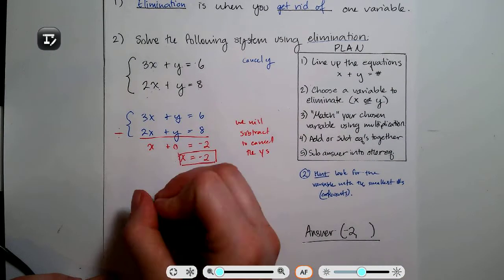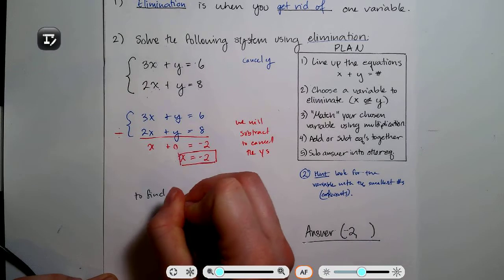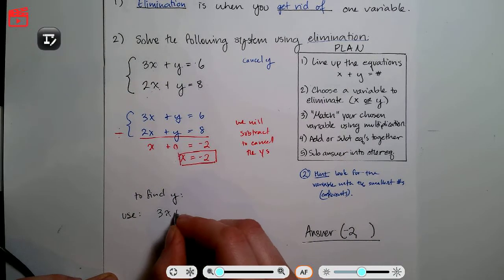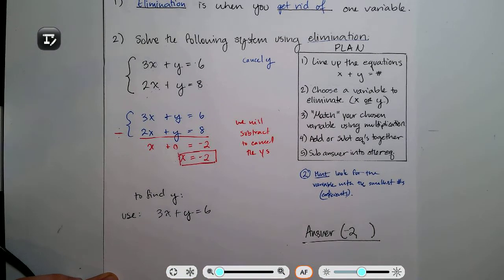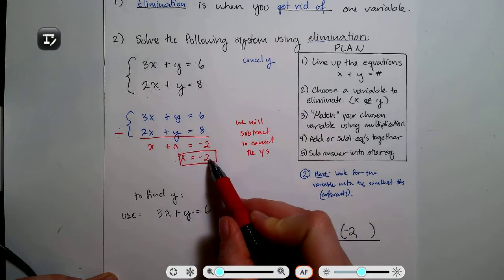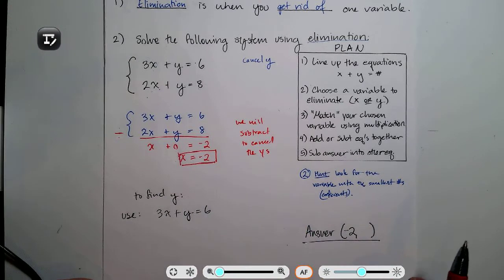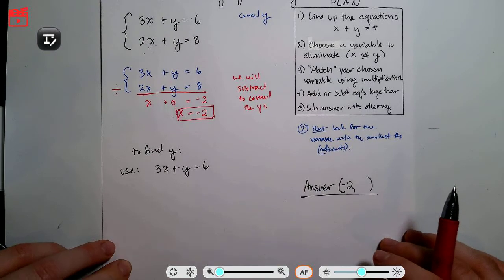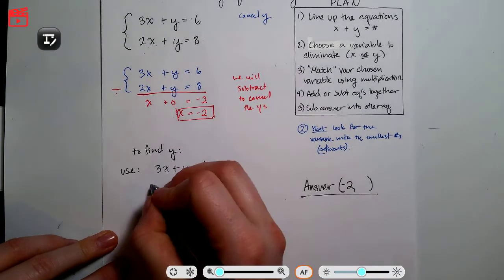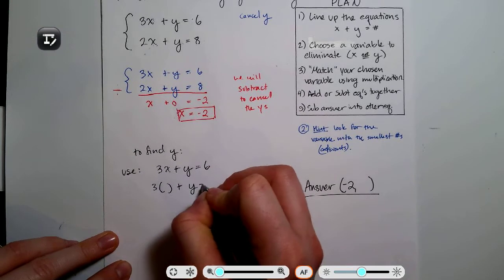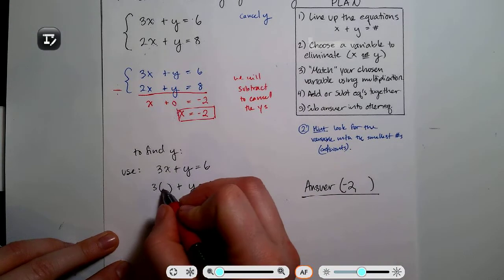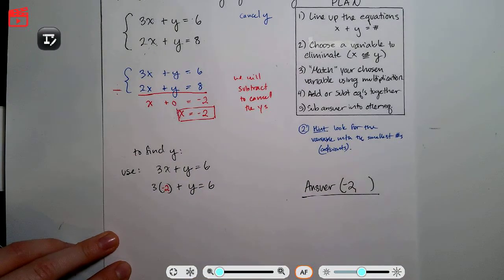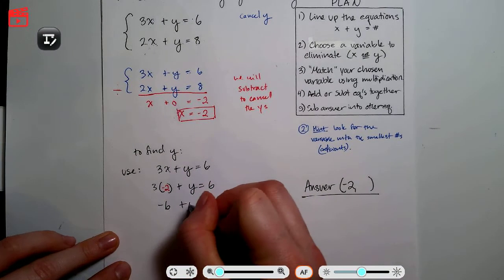So here we go. We're finding y. I'll use the equation 3x plus y equals 6. And we're going to sub x equals negative 2 into this equation and solve for y. Okay, go ahead, pause the video and see if you can solve for y. All right, subbing that in, so 3 times negative 2 plus y equals 6. Remember x equals negative 2, so I'm subbing that in.